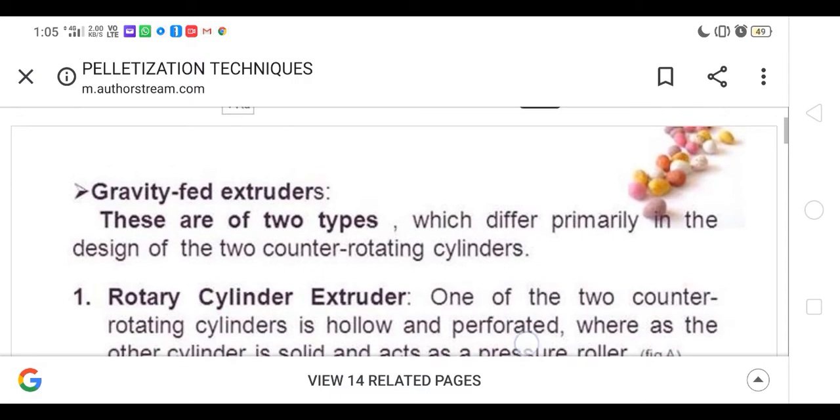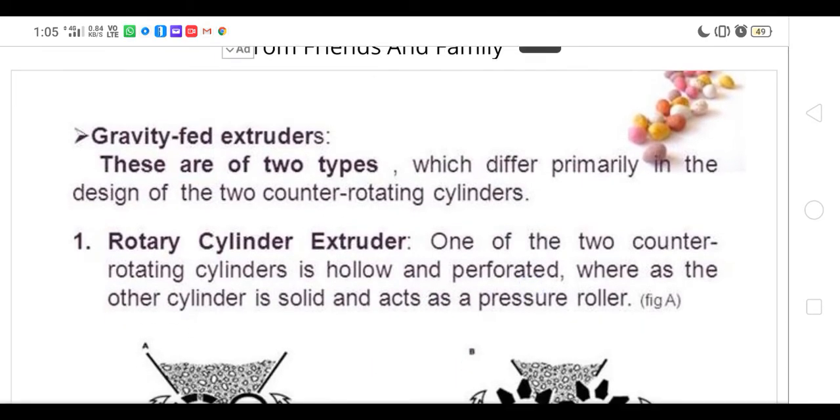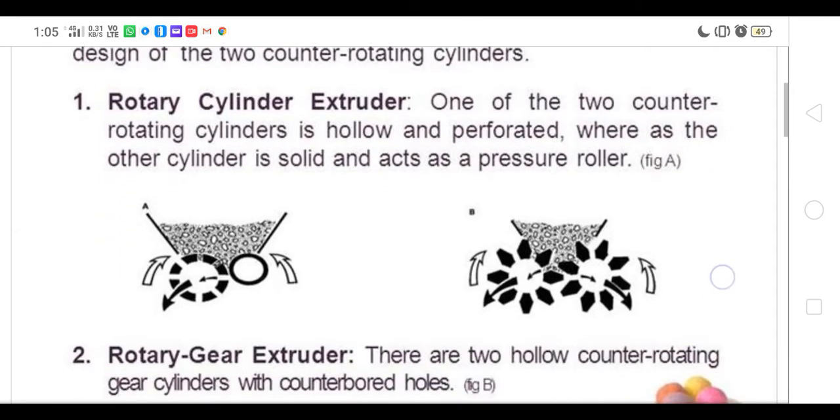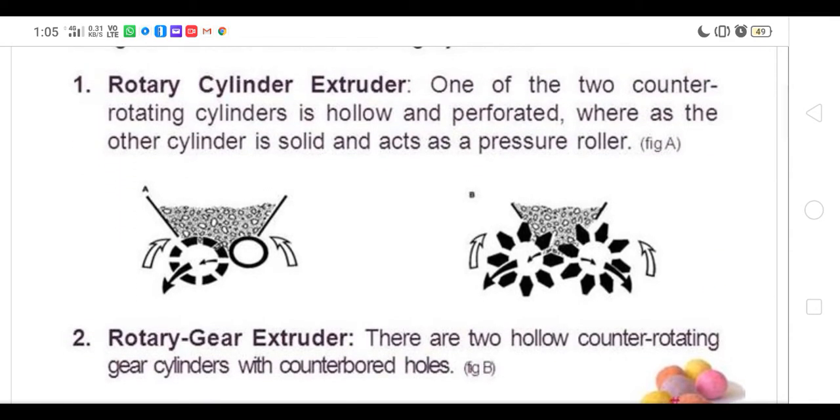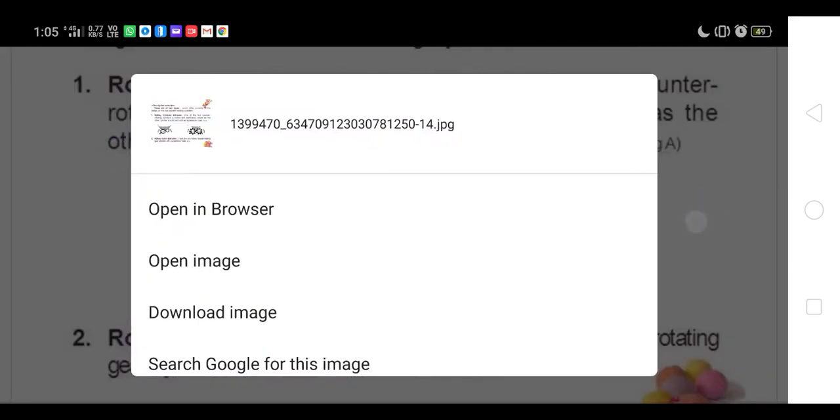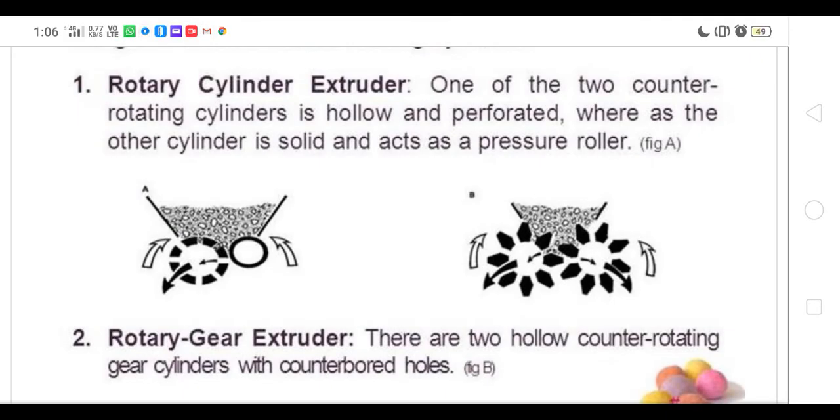Now next is gravity fed. Gravity fed is of two types, rotary cylinder and rotary gear. This is the rotary cylinder and this is the rotary gear. Here one of the counter rotating cylinders is hollow and one is solid, right? The solid cylinder will give pressure to the hollow cylinder, okay? When it gives pressure, your extrudate will come out from these holes.